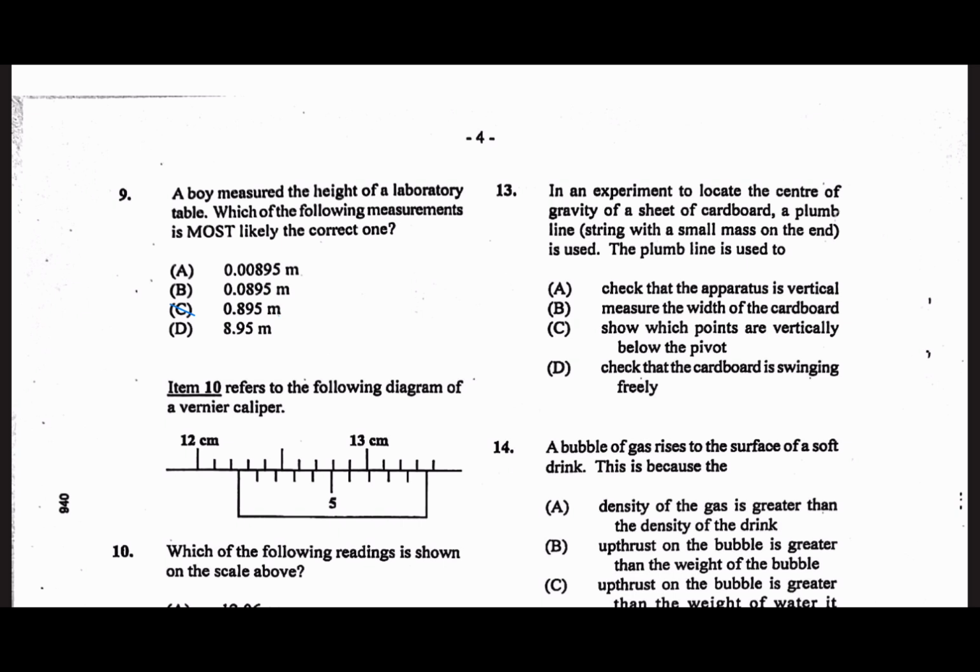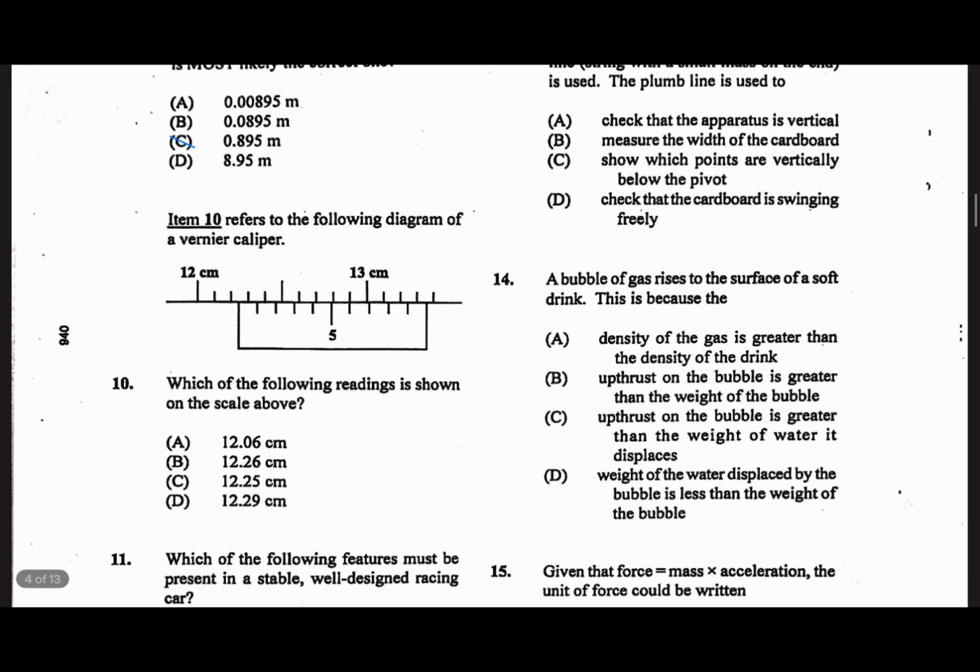The only one that makes sense is 0.895 meters, which is very close to a meter. Most tables are situated about this height, right? 1 meter. In question 10, we have a vernier caliper. Which of the following readings is shown on the scale above?